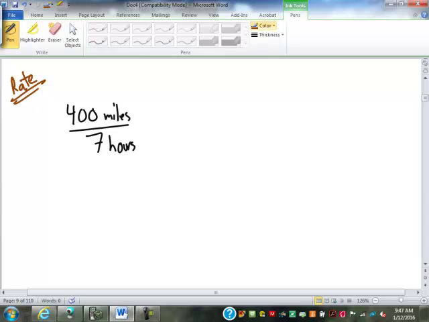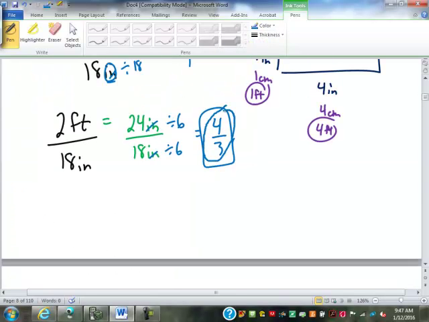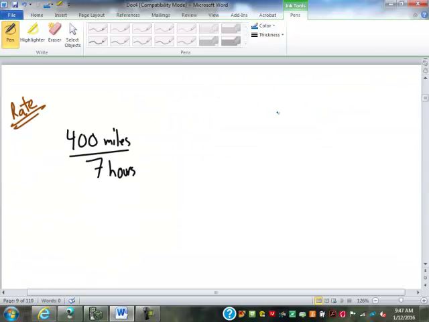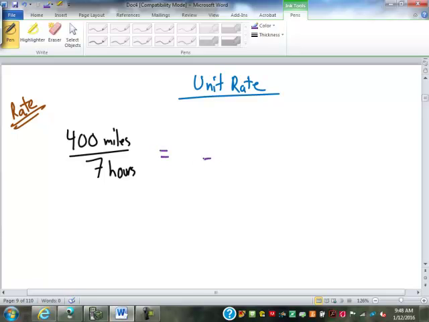The second big difference between a rate and a ratio is a ratio, we'd reduce it as far as we could, but it's okay to leave it as 4:3 or 1:6. A rate is almost always reduced to what we call a unit rate. What that means is we divide it down until the denominator is 1. 1 hour in this case, 1 unit.